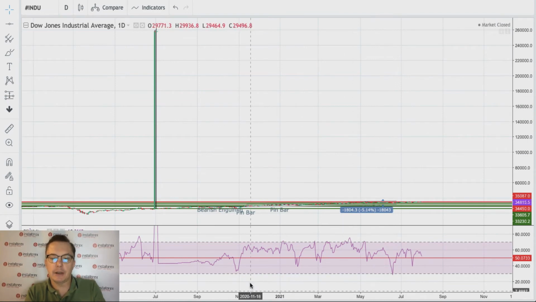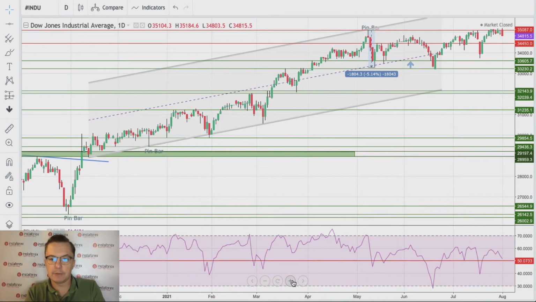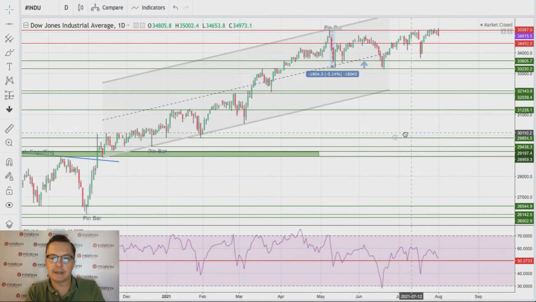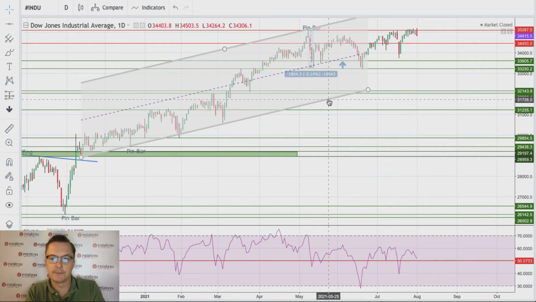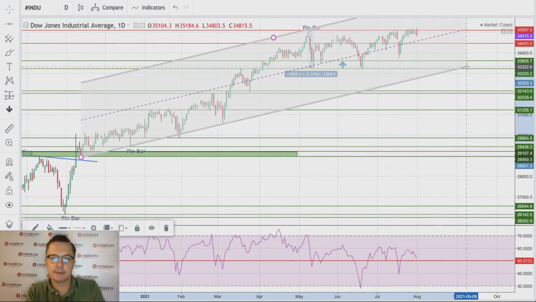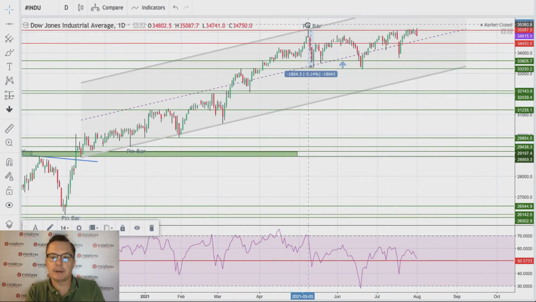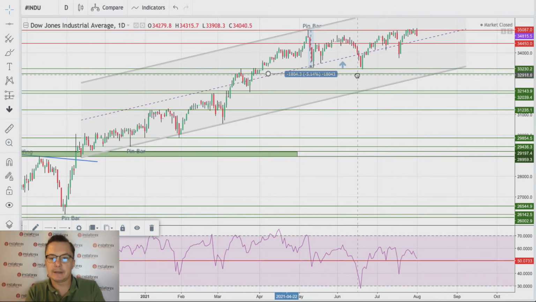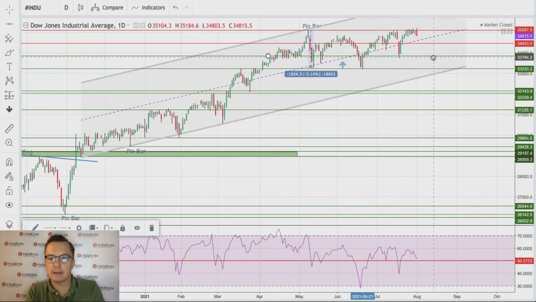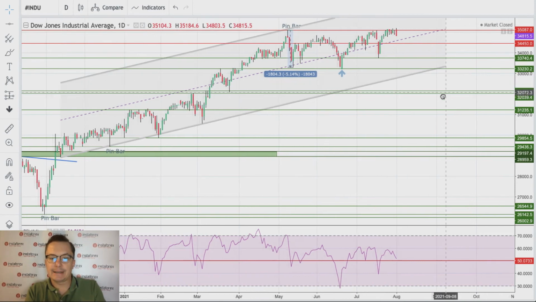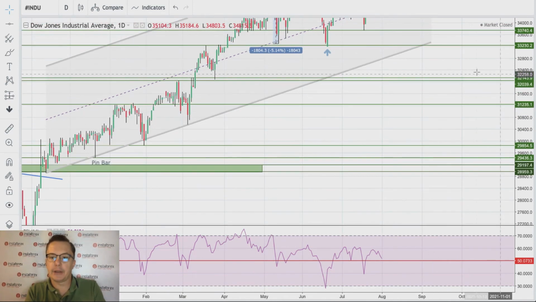What is going on here? Let's just zoom in. Yes, we are moving inside of the channel. What is going on inside of the channel? Then we will extend our channel a little bit. Okay, that's enough. We have a pin bar here, of course, that's correct. We have the technical support, but clearly right now we got another one here. Right now the most important technical support is 33,230. So what is going on the Dow Jones?